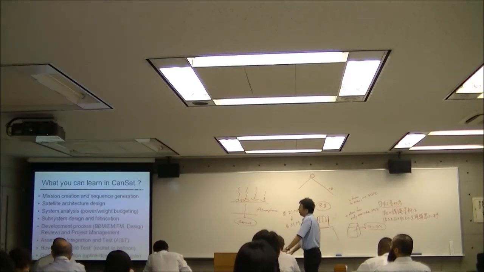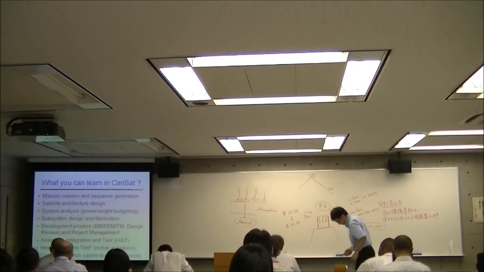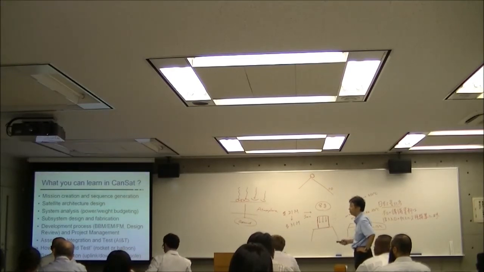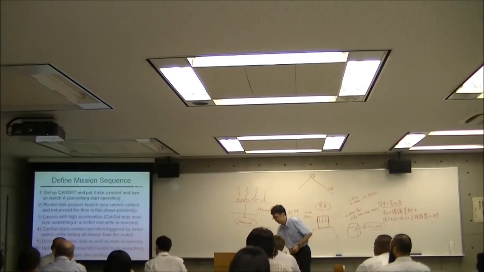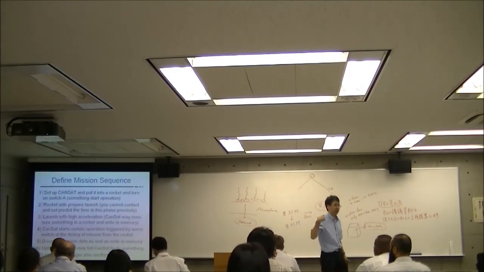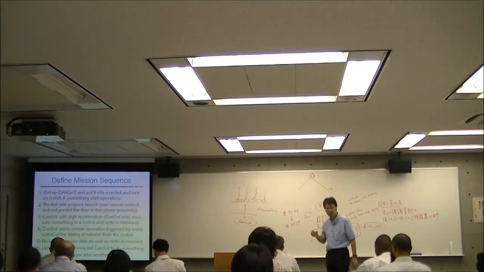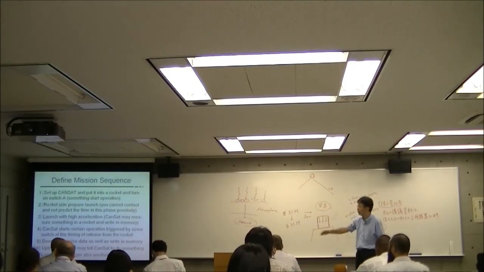Okay, what you can learn in the CanSat? So this is another very important thing. Okay, let me summarize. First, you can learn mission creation and sequence generation. Mission creation and sequence generation is possible. This is a mission sequence. So this is a very simple CanSat experiment. But even with a very simple CanSat experiment, you should define a very long line of mission sequence.